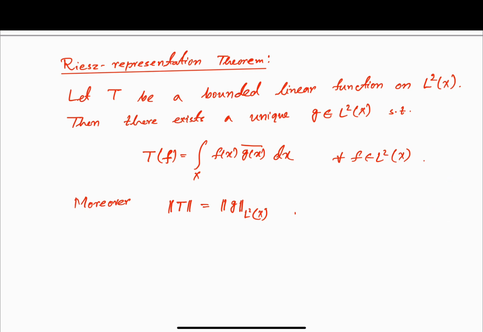And more generally for Lp spaces, this type of theorem is also true, but then g will belong to some Lq space, where q is the conjugate exponent, 1 by p plus 1 by q equals 1. Means if you take f from Lp, then g will belong to the Lq space, and it will be unique, and it will be given by this type of integral formula, and the norm will be again this.